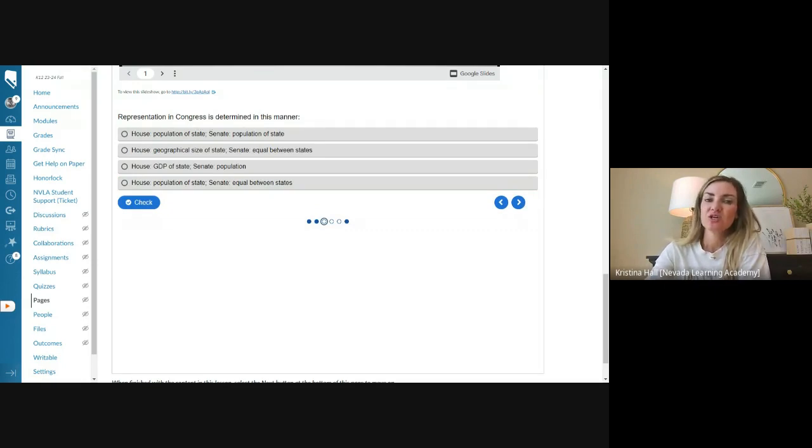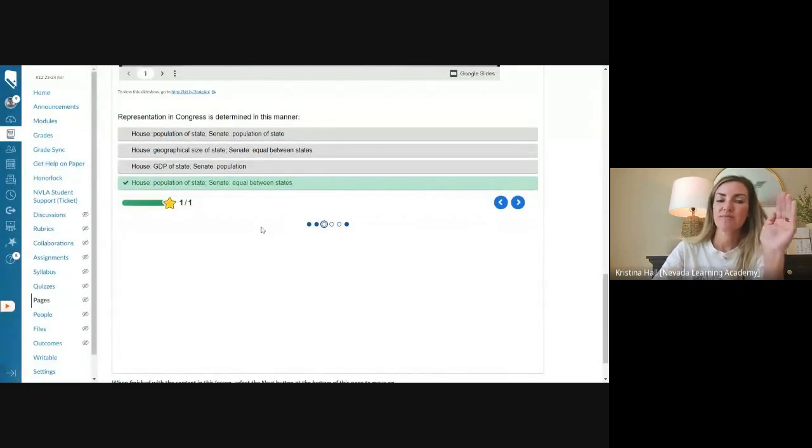Representation in Congress is determined in what manner? So it's based on state population, not the size, but the population, and then the equality amongst the Senate. So House is population, Senate, everyone gets 2.